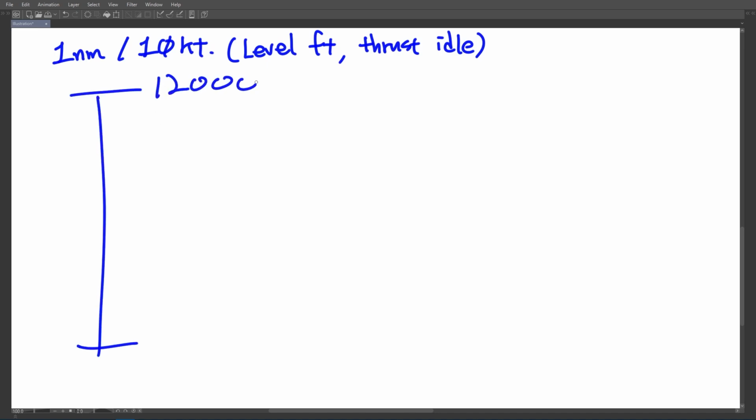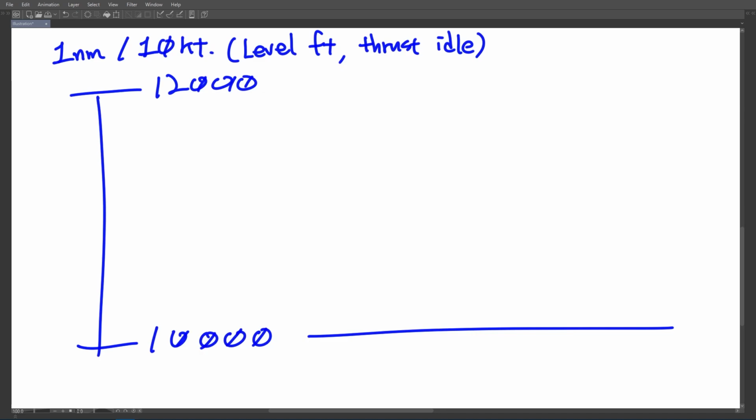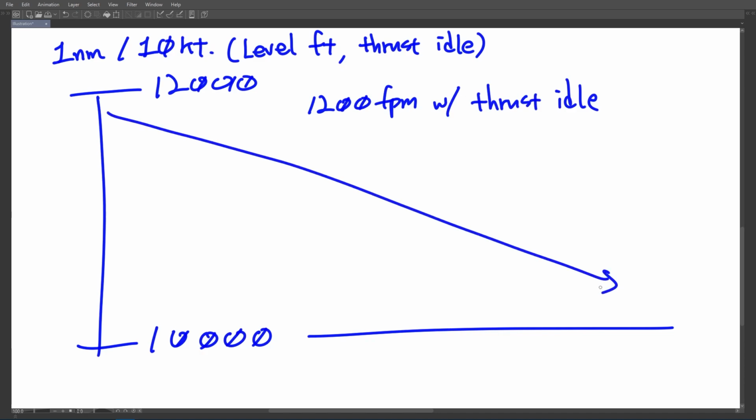from 12,000 feet down to 10,000 feet, I'll just draw that like that, if you maintain 1,200 feet per minute with idle thrust, you will be descending from 320 knots to 250 knots as you cross 10,000 feet. So we have that. That means when the thrust is idle and at 1,200 feet per minute, we are losing airspeed. So not only are we descending at a steady rate, we're also slowing down. So from here you can add a bit of distance.